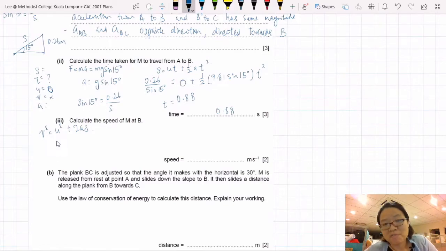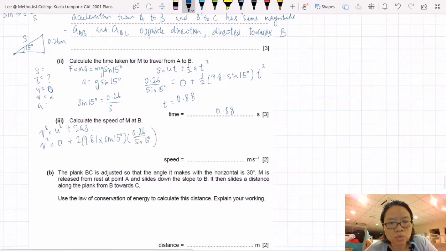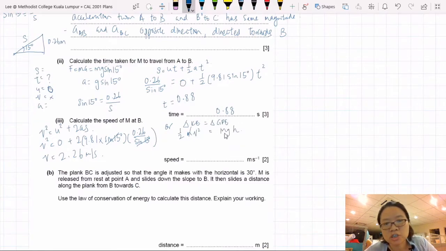Now calculate the speed of M at B. So you could say, okay lah, we're going to use v squared is u squared plus 2as, in case the time we calculated is wrong. So we have a, g sine 15, and then you have s, 0.26 over sine 15. Ooh, sine 15 cancels. Beautiful. I like it when it cancels. So you press your calculator, v squared is 2g times s, or 9.81 times 0.26, and you will get 2.26 meters per second.